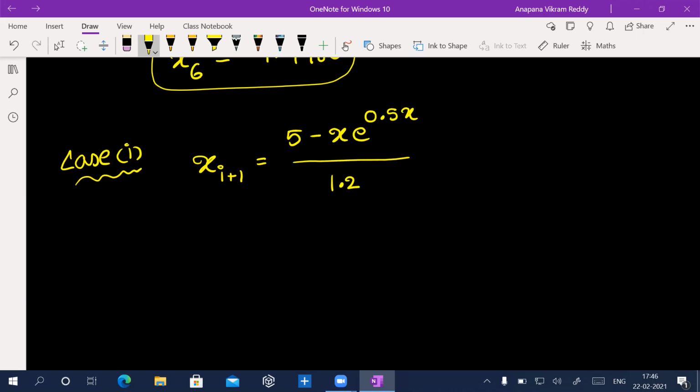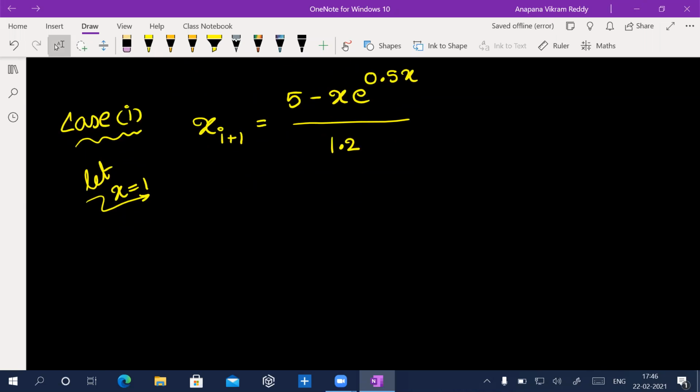By 1.2. Now what you do, again, you start by taking x equal to 1, or you can take x equal to 2, whatever you want. I have two options, either x equal to 1 or x equal to 2, because your root is in between 1 and 2. So please don't confuse. I'll find my x1 is equal to 5 minus, you plug in x equal to 1 here, 1 e power 0.5 times 1, by 1.2.